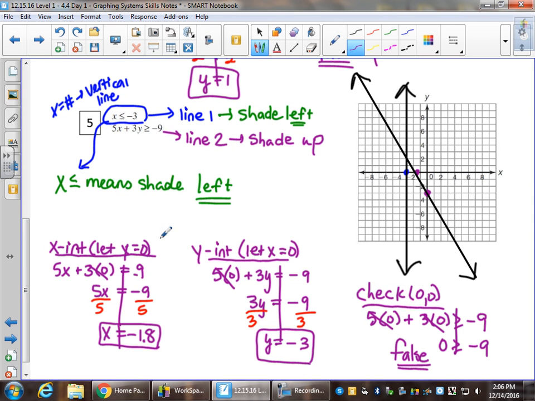Hi, folks, welcome back. So I have successfully found my x and y intercepts. I got x equals negative 1.8 and y equals negative 3. And when I checked 0, 0, I found that it's a false statement. So once I plotted my 2 points and I drew my line, the side that 0, 0 is on is false. If this side is false, it means this side is true, which means you're going to shade down. So I write shade down. You're shading the side that 0, 0 is not on.